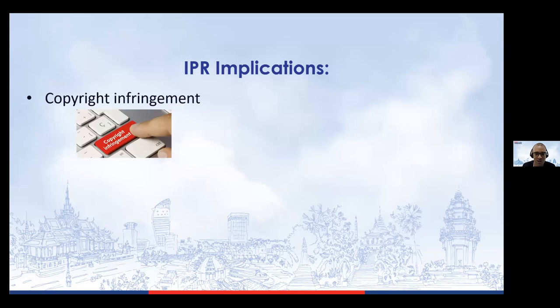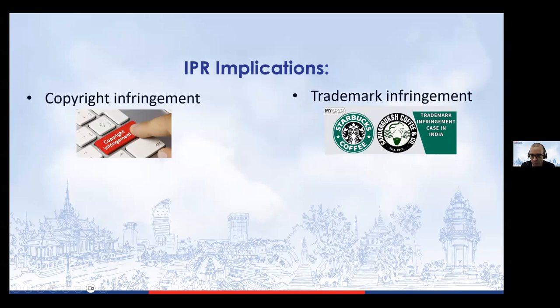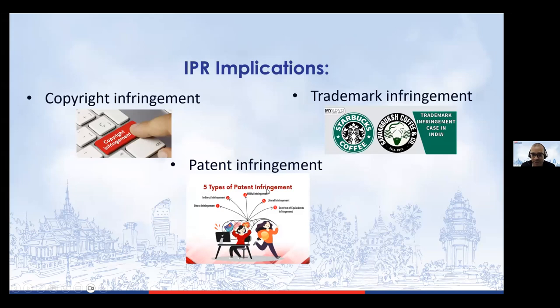Trademark infringement. So this involves using a logo or a symbol that can create confusion for the consumer. So you can see here, this is an actual case in India, where this logo looks a lot like the Starbucks logo. So that is a trademark infringement. And a patent infringement, which can get complicated, but basically means you're stealing someone else's invention. And there are the five different types there. I won't go into those, but those are the three big things you have to look out for.